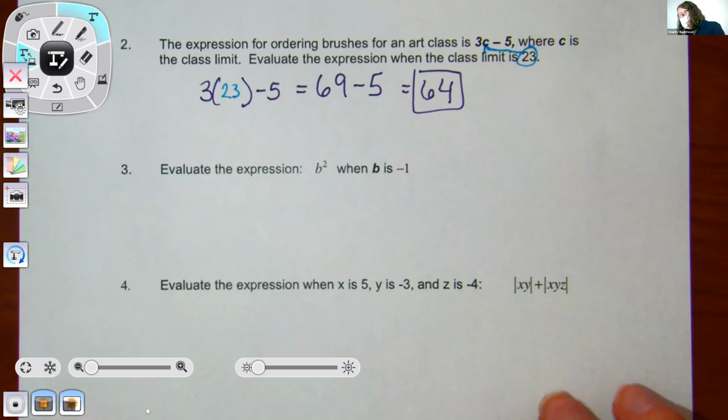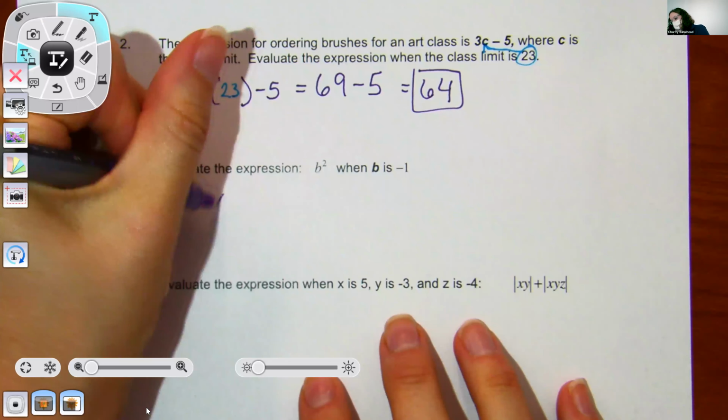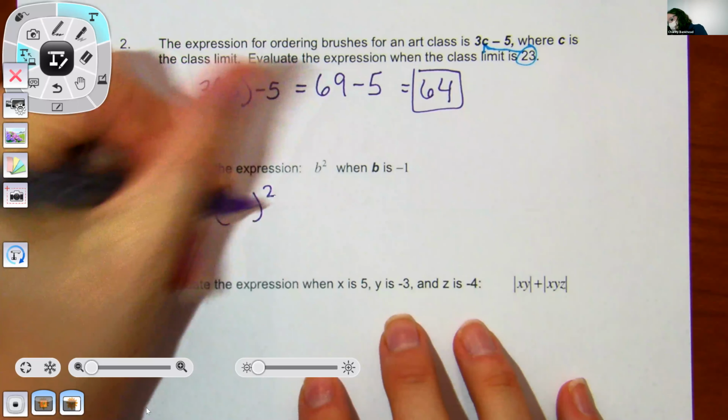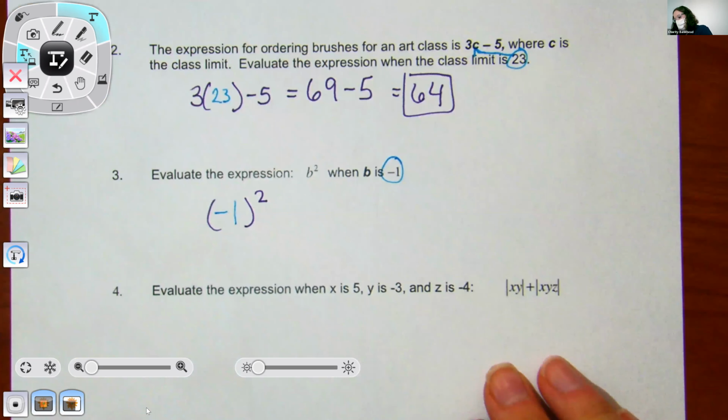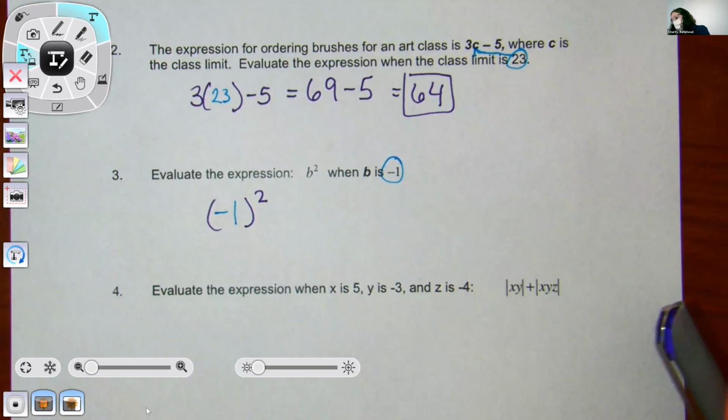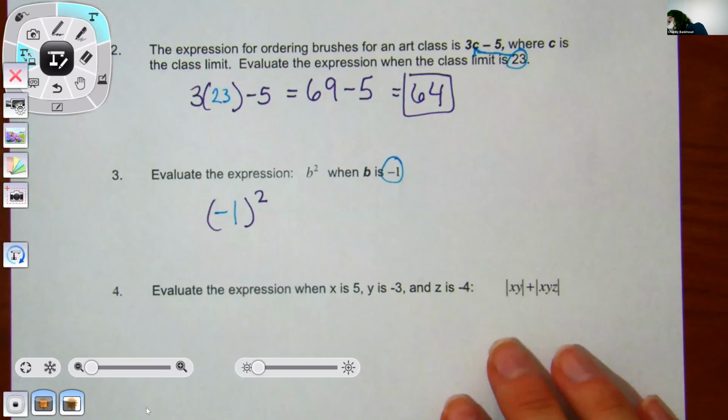All right, number 3, evaluate the expression b squared when b is negative 1. So negative 1 squared. So negative 1 times negative 1 equals positive 1.